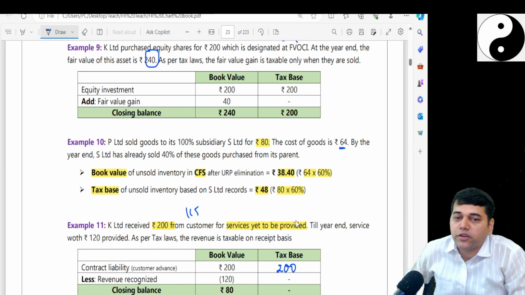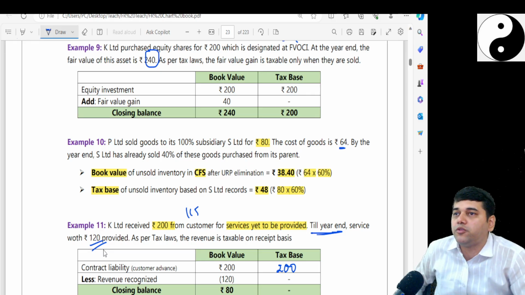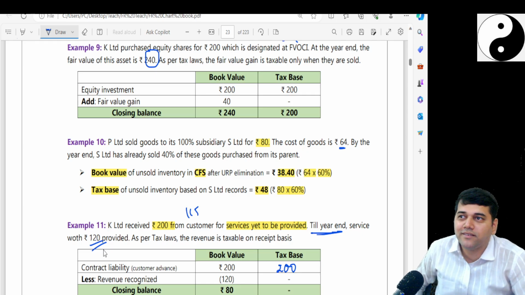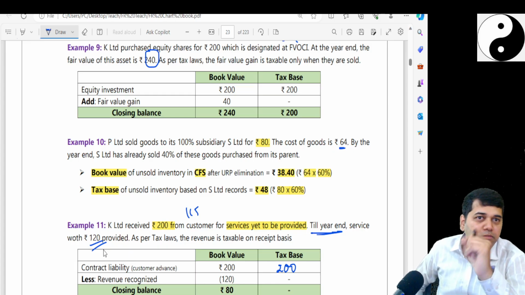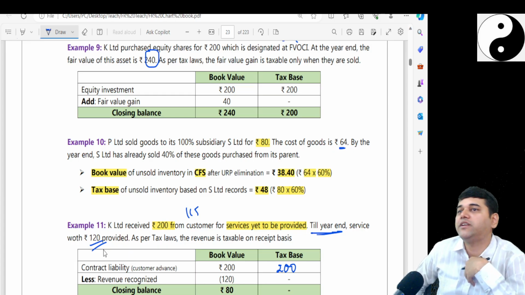how much revenue do you recognize at the end of the year? You provided service worth 120 rupees. What accounting entry you passed? Advance to revenue, 120 rupees. You will reverse that advance because there is no more advance to you. It is your income to you.